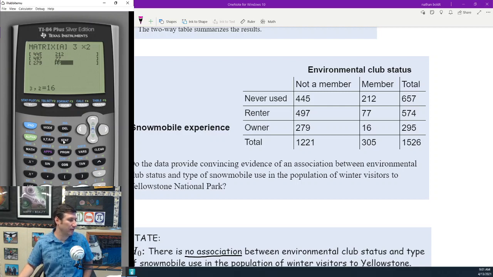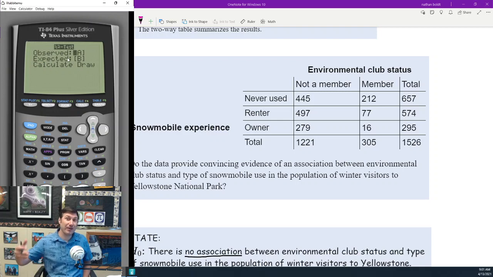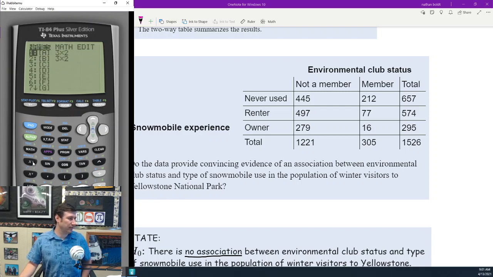And so now I'm going to run the test, stat, tests. I'm going to go down to my chi-squared test, not the GOF, but the regular chi-squared. My observed are in A, and it will put the expected into B. All right. So here I've kind of done the calculate part already, haven't I? But now that I've done that calculate part, I can go and double check my expected values to make sure they're good. So second matrix, I want to look at B, and so if I just hit enter in the home screen there, it gives it to me.